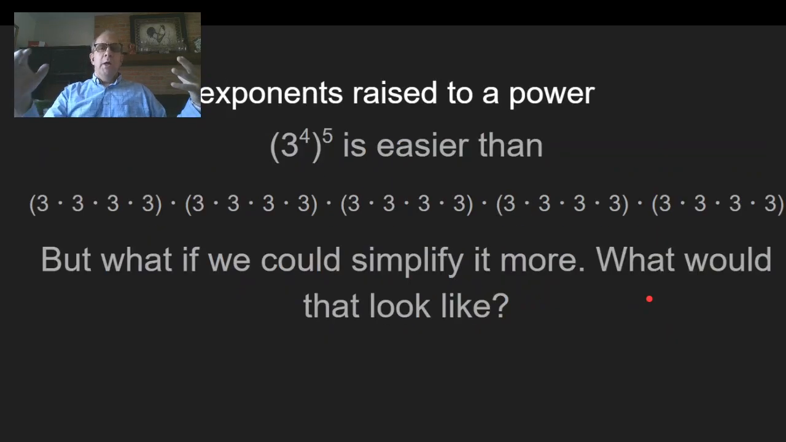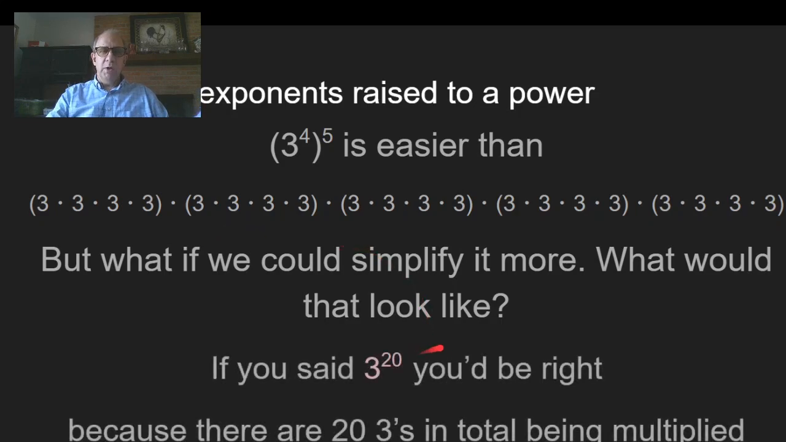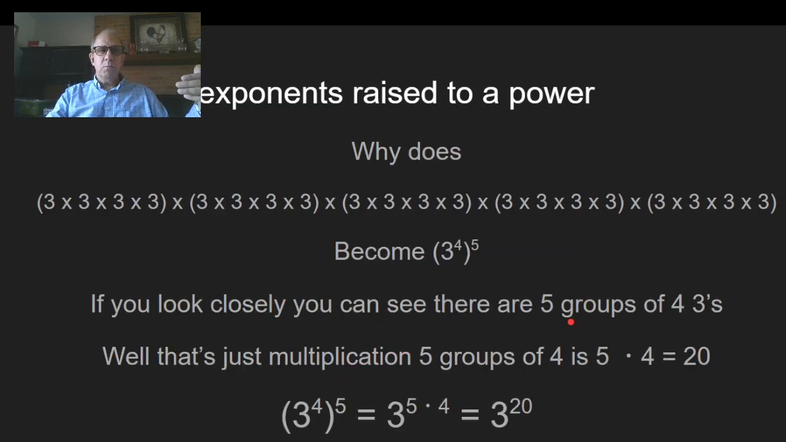Well, if there's 5 groups of 3 to the power of 4, how could we simplify it knowing what we know about exponents? How many 3's do I see here? Well, 1, 2, 3, 4. There's 5 groups of 4 3's. So that's 20 3's because 5 groups of 4 is 20. So that would just look like 3 to the power of 20 because there are 20 3's in total being multiplied. It's that simple. Okay.